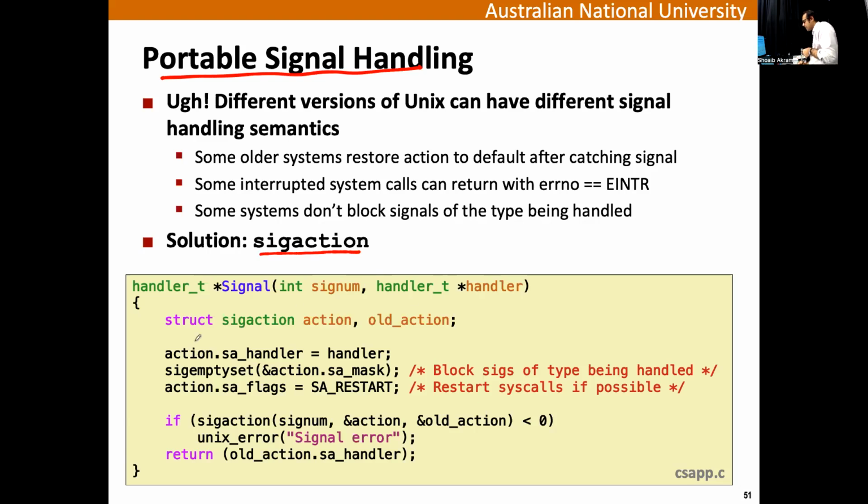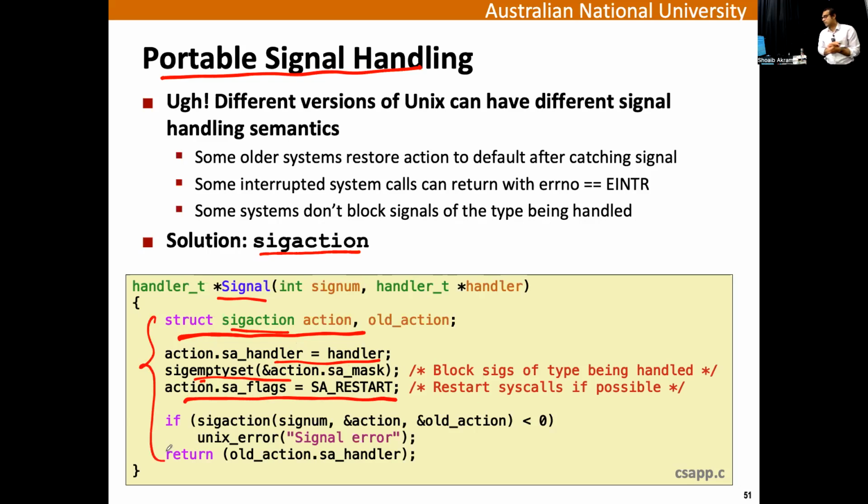So you can create this struct, and it really requires a user to set up the entries. Here we have a signal function that internally is using sigaction to set the handler, and it is trying to give certain semantics for whenever we use signal.